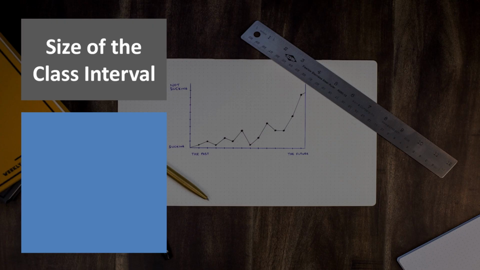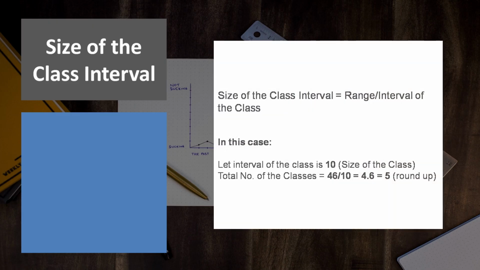And further, the second step is the size of the class interval. Friends, you have to prepare a frequency distribution table, so you have to decide what will be the size of the class. A class is just like an interval. Whether the interval of the class will be 5 or 10, it is up to you. To determine the class interval, the formula you can use is range upon interval of the class.